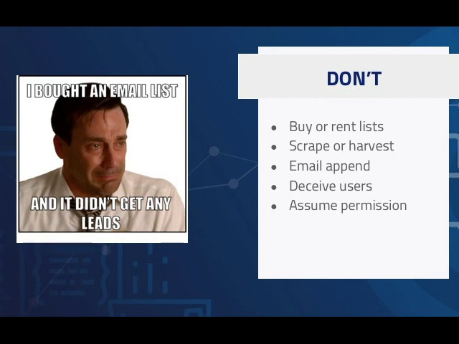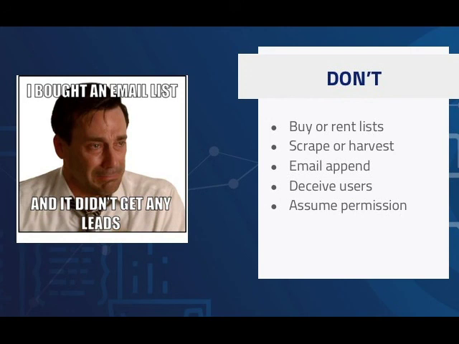The next one is scrape or harvest. Kind of goes hand in hand. These users didn't give you permission, so don't go across the internet and scrape websites for email addresses that are found. Chances are people will plant spam trap addresses on hidden forms. So the same thing, blacklists can happen and do happen.